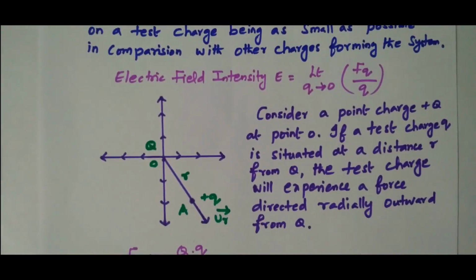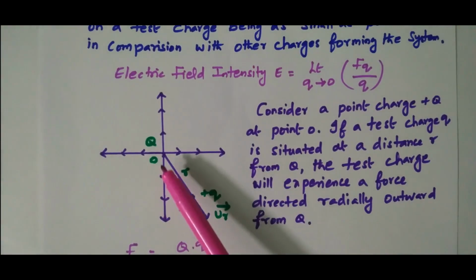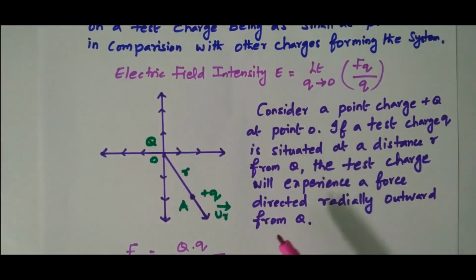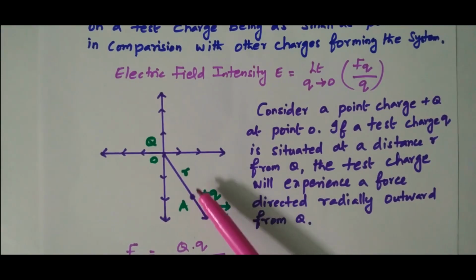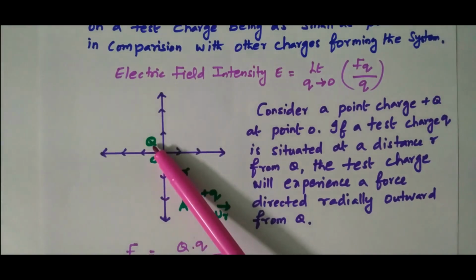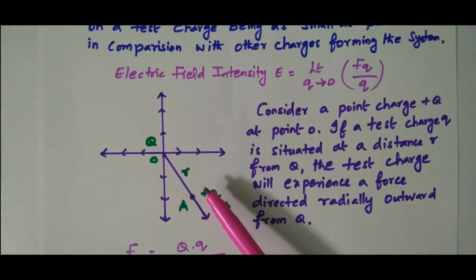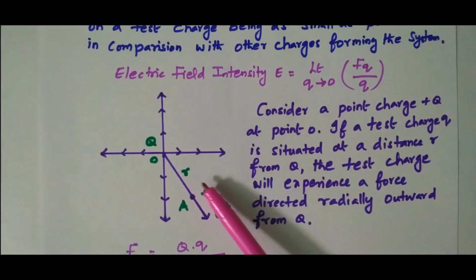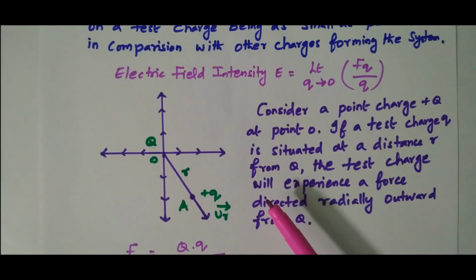We can refer to this diagram. We have one charge, capital Q, placed at the origin, and another charge, small q, placed at a distance r meter from the origin at point A. This u_r is the unit vector. So due to these two charges, a force will be created.